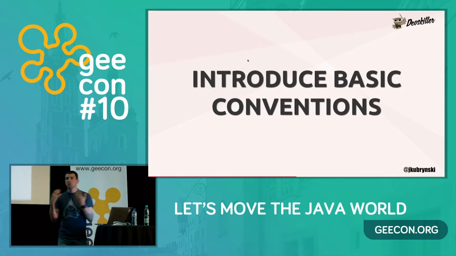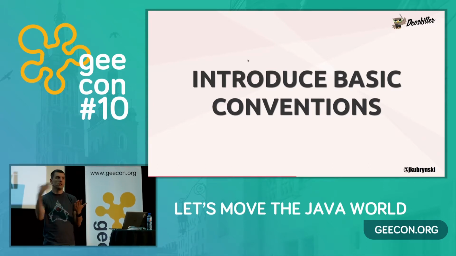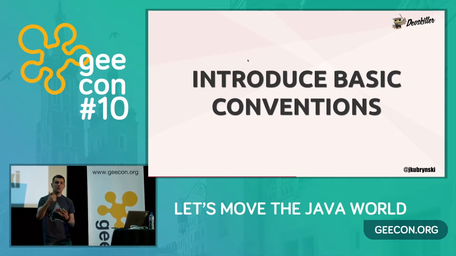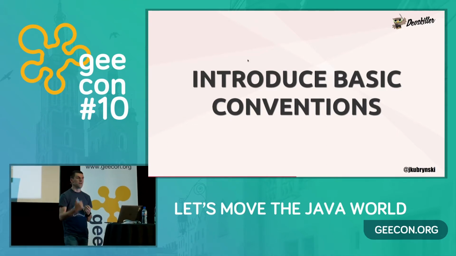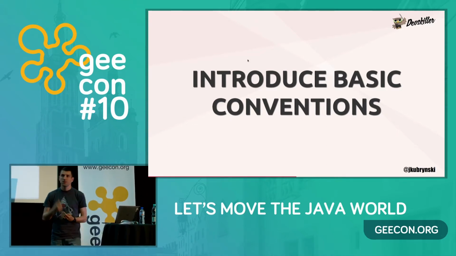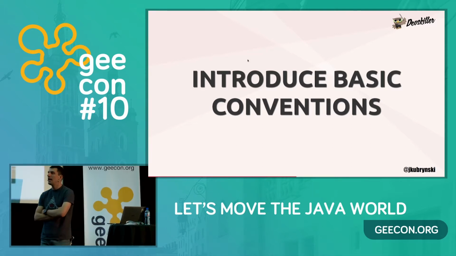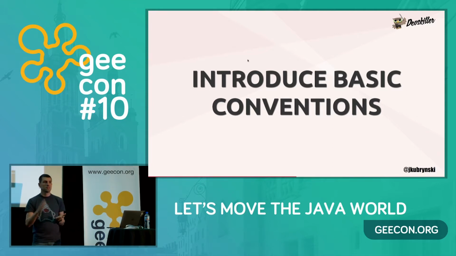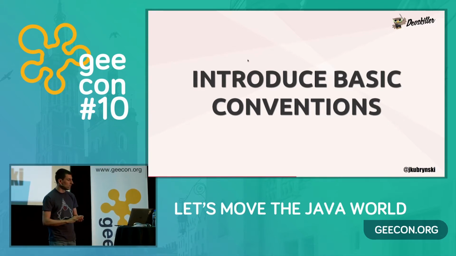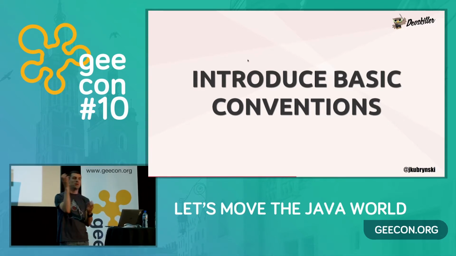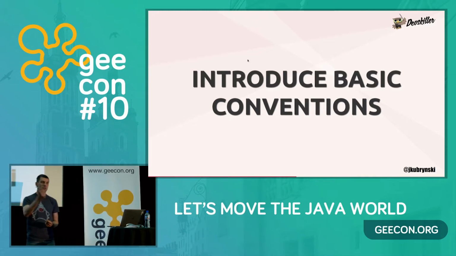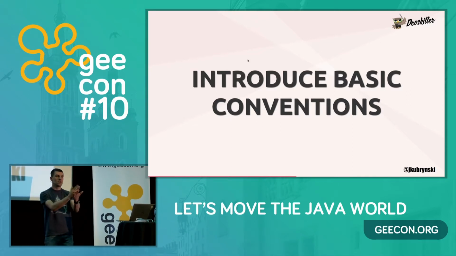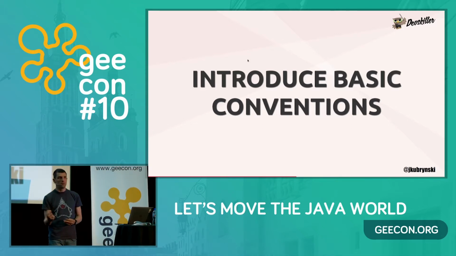So if you want to start working on infrastructure as code, start by introducing basic conventions. What do I mean by basic convention? First thing, we can assume that the name of the application should be equal to the name of the repository which keeps this application. So if you have an application called GeeCON, it should be in the Git repository called GeeCON, and it should produce the artifact target/geecon.jar without version, without anything.